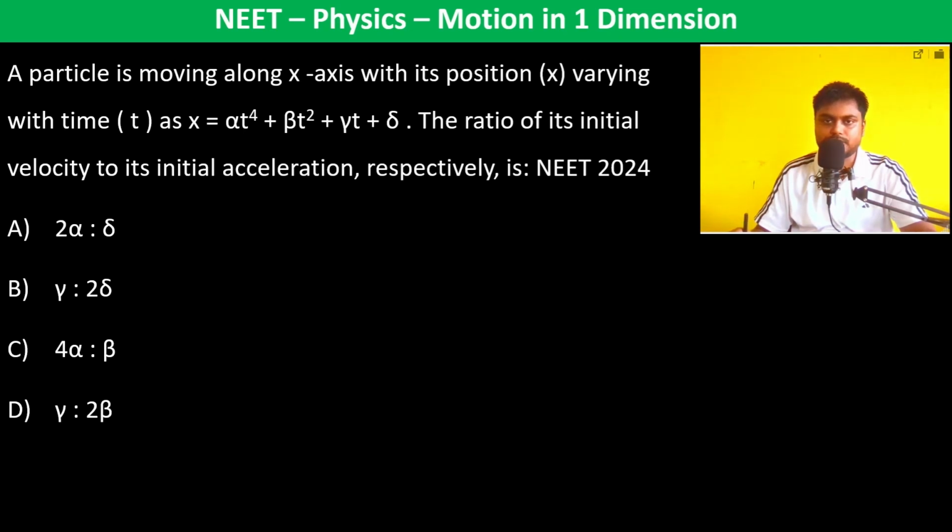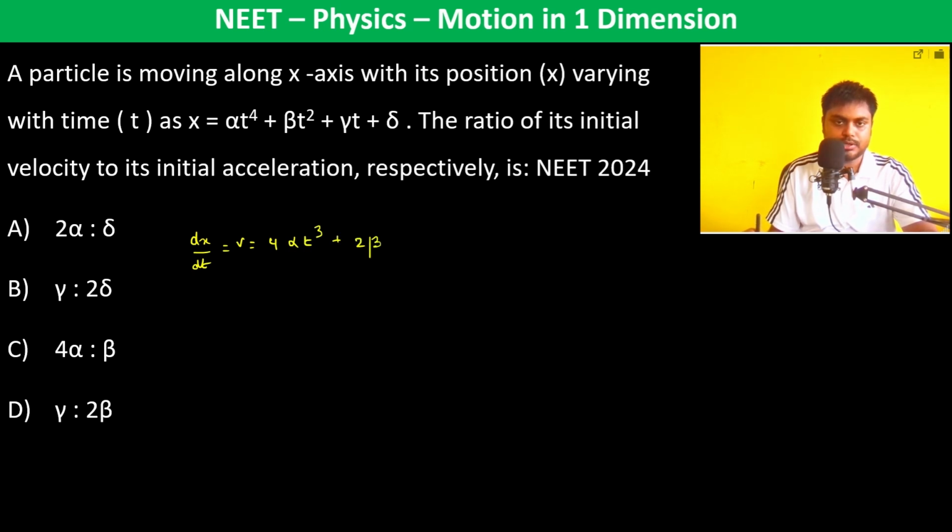along x-axis with its position x varying with time as this, the ratio of its initial velocity to its initial acceleration. So x is this, so therefore dx by dt, which is velocity, is going to be 4 alpha t cube plus 2 beta t plus gamma.